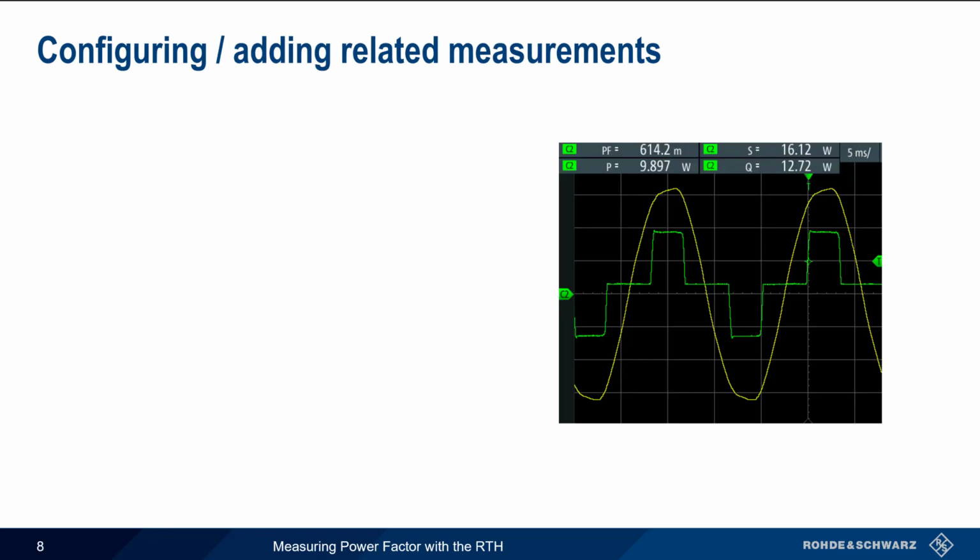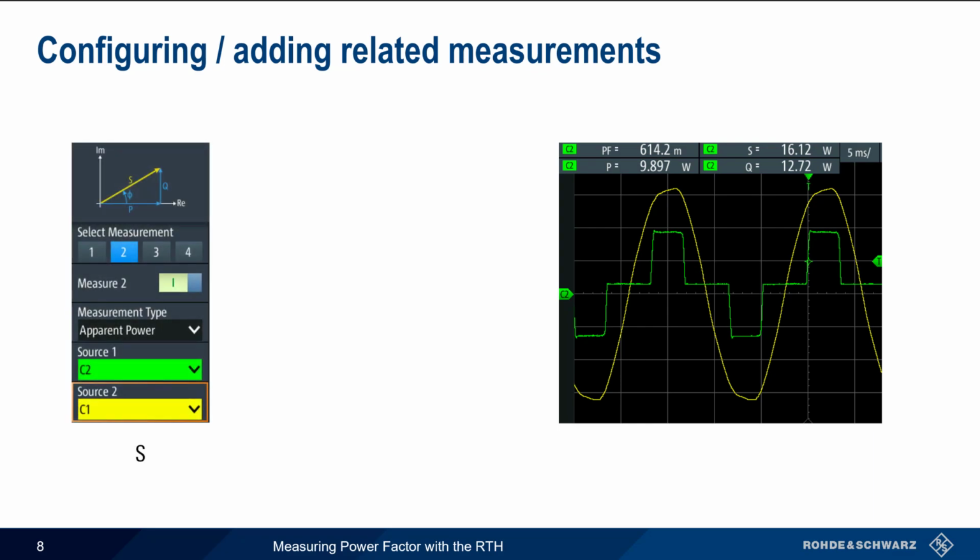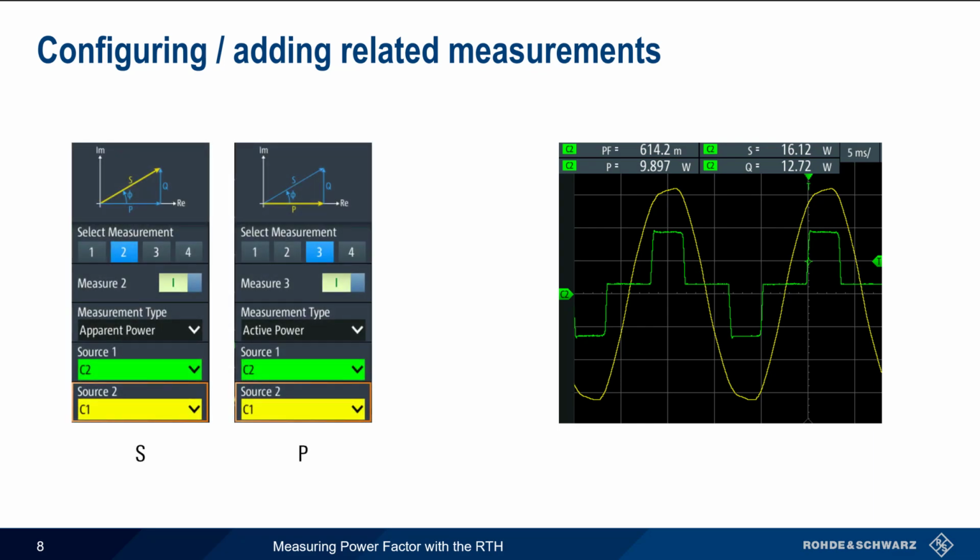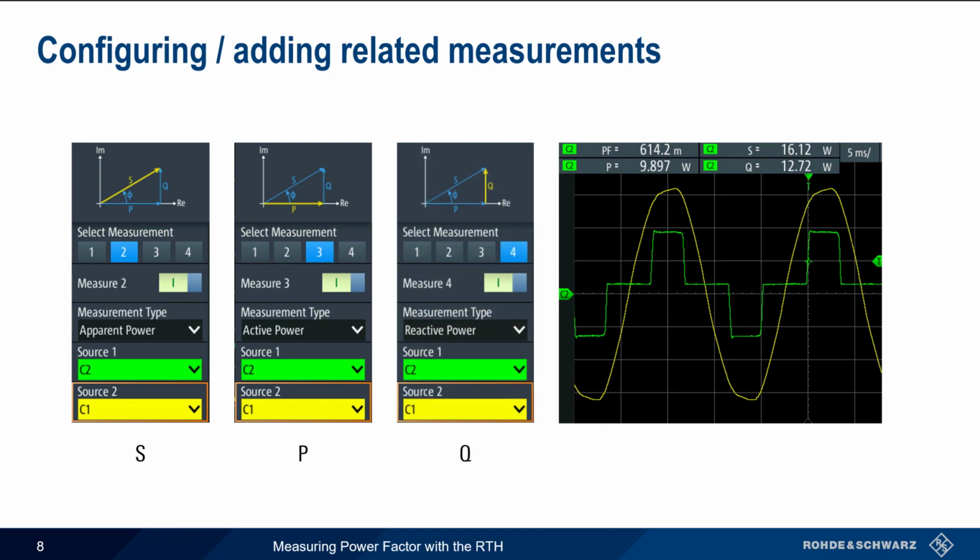Since up to 4 simultaneous measurements are supported, we can also add apparent power S, active power P, and reactive power Q to the measurements displayed at the top of the screen. All measurements are calculated and updated in real time.